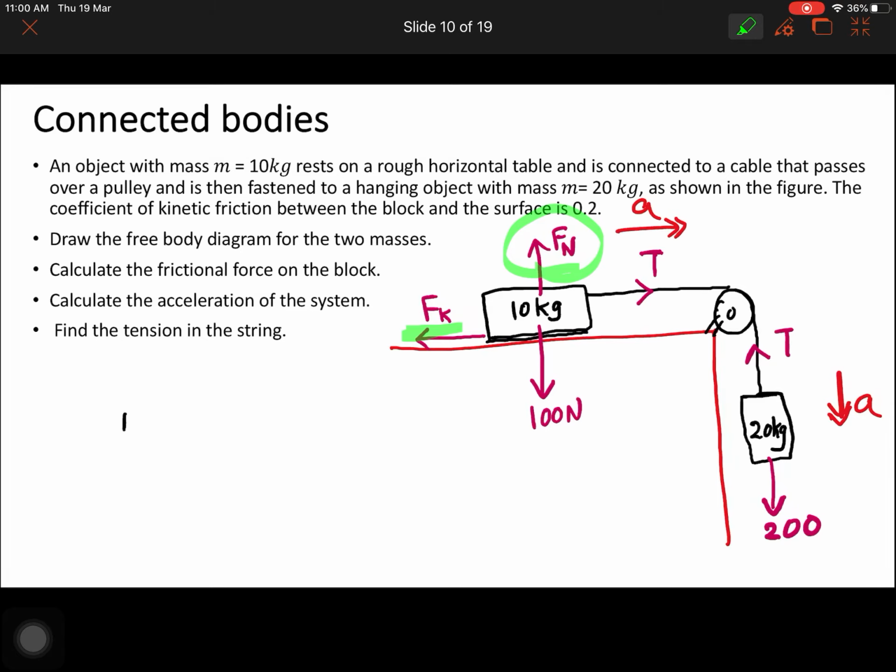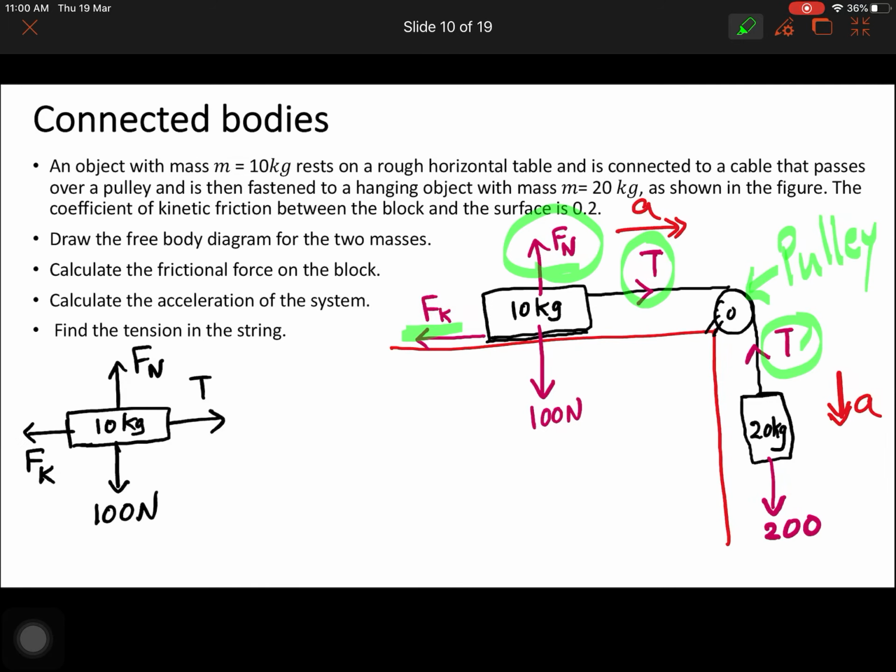And for both the objects, because they are connected with the help of a string, there will be a tension force which is acting towards the pulley. This is the pulley. Now we are going to redraw the free body diagram for each object separately, so that we can see what are the forces acting on each object separately.